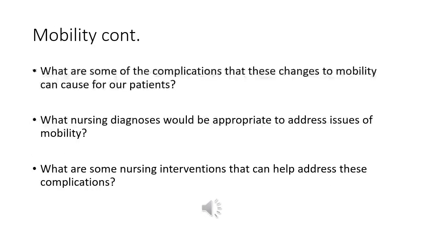So see if you can think about some patient problems or nursing diagnoses that would fit with a patient that has altered mobility related to a stroke. So what kind of nursing diagnoses would be appropriate to address some of those issues? What would be some of the goals that you might have in mind? And then what would be the interventions that would help you address those complications?